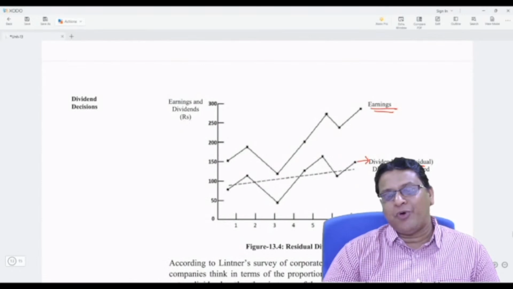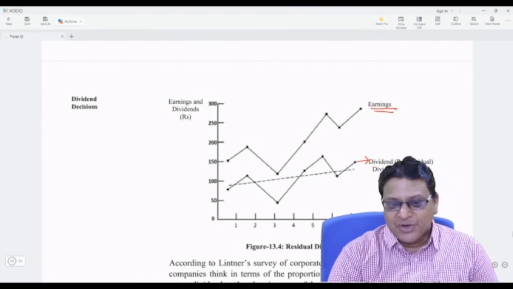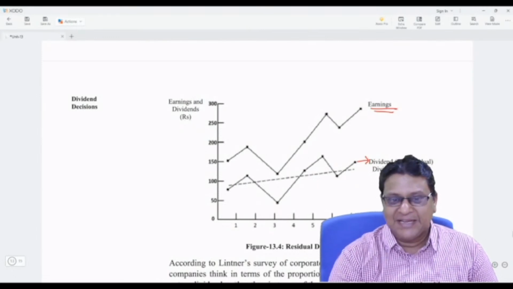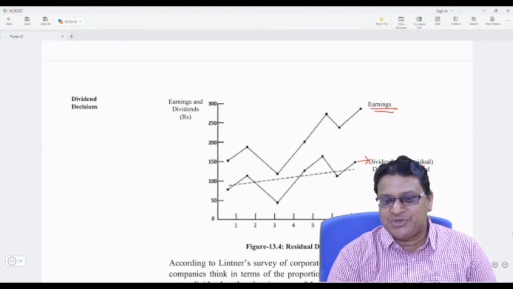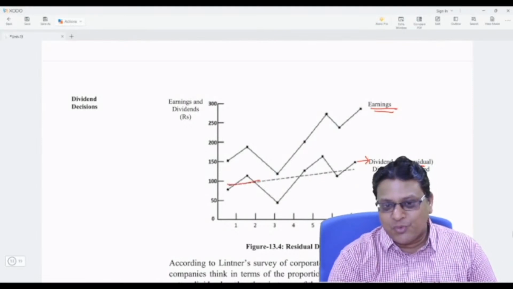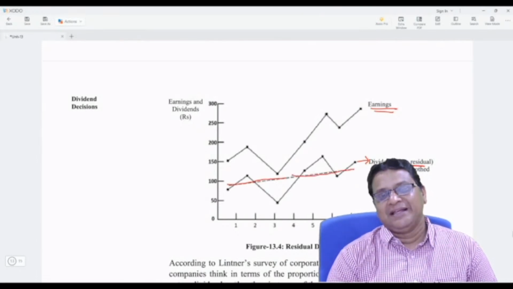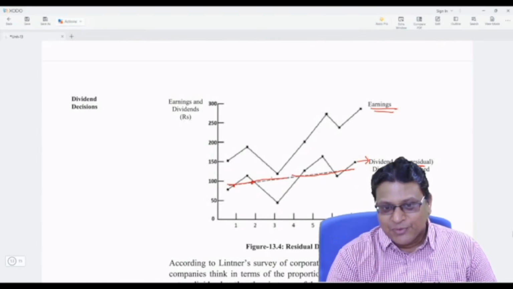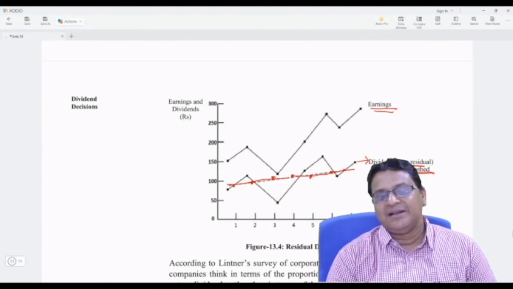So in order to avoid the erratic fluctuation, what can I do? I can draw a smoothing line which will divide the pure residual dividend into two equal parts. And on this particular line, I will pay this amount of dividend every year, which is put on the line. And this is known as smoothed residual dividend.